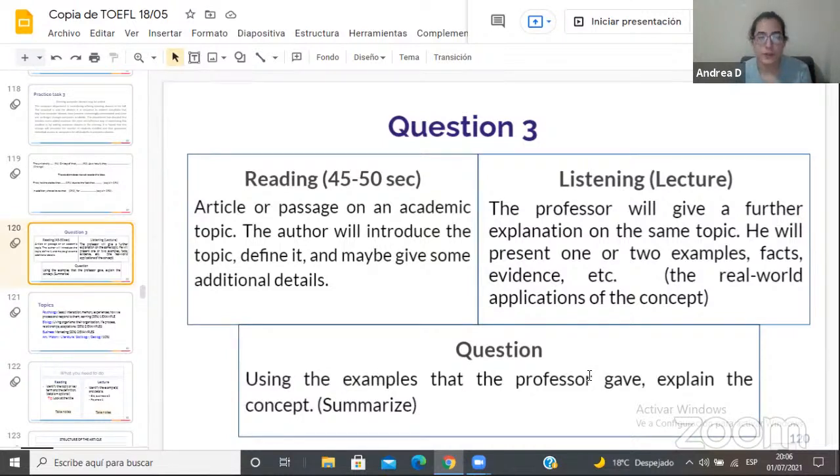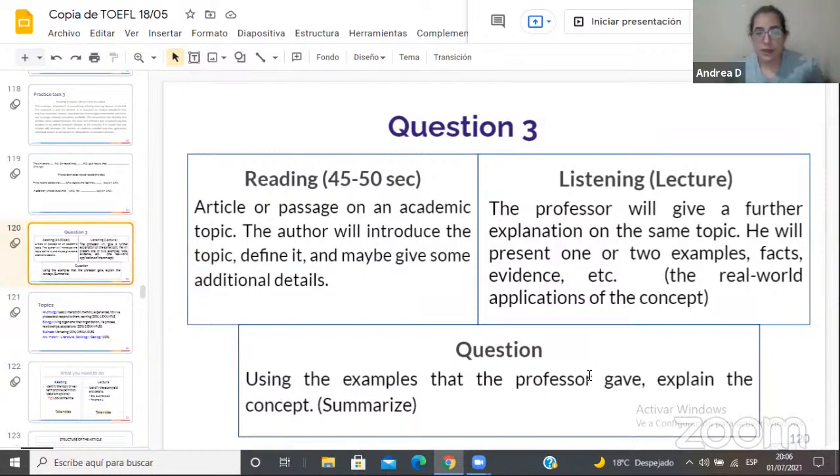All right, guys. So today we will be looking at question 3. We have already seen question 1 and 2 from the speaking section. And well, we still have one more. So today is question 3, and next class is going to be about question 4, the last one.